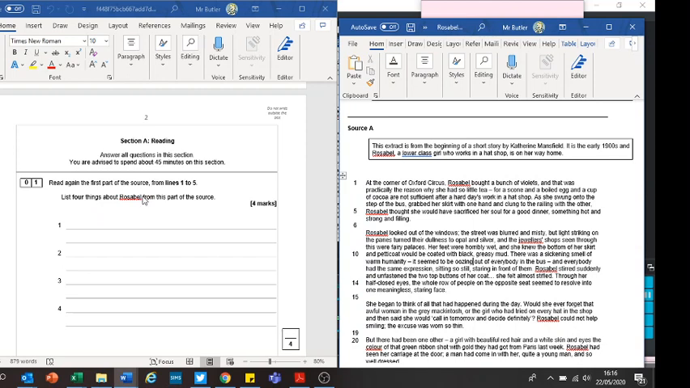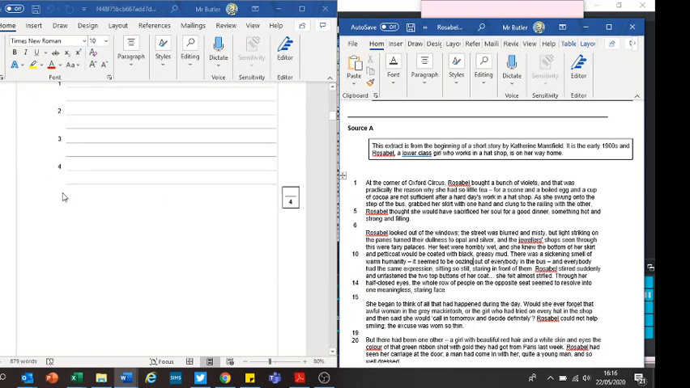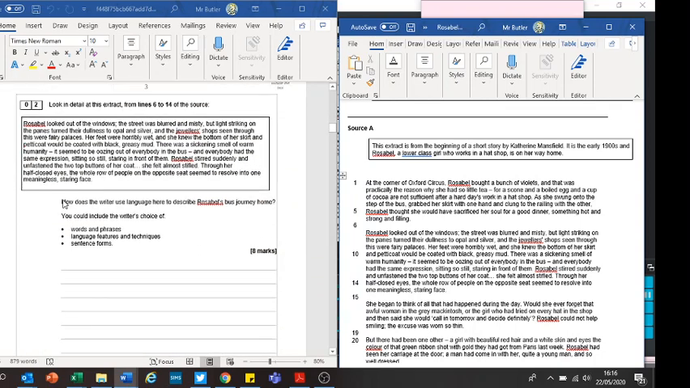List 4 things about Rosabel. As long as you use a full sentence, so it's written including the subject, so either mention her name or she, you can get 4 marks very easily. But the main thing to remember about that is it's 4 things about her, because when we go down to question 2, look in detail at the extract from line 6 to 14. A lot of students read this and they actually forget this bottom bit.